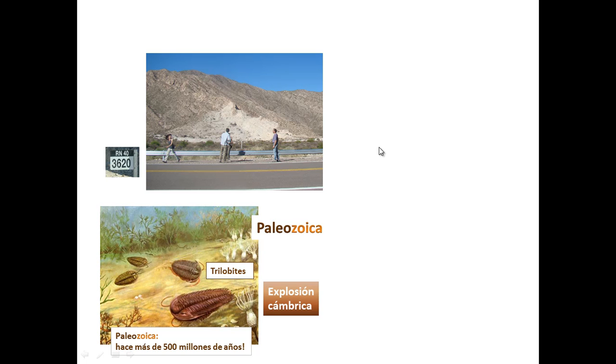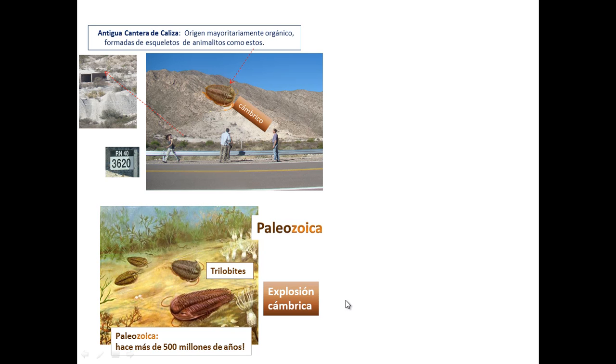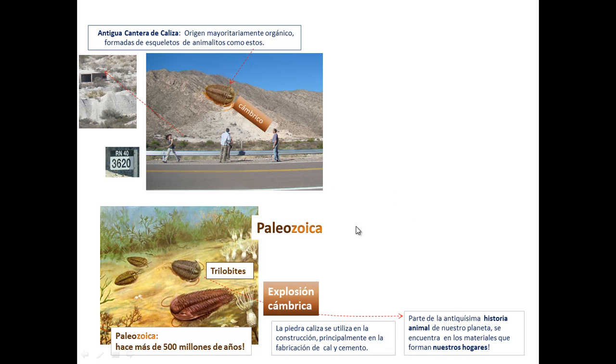One of the most representative animals of that time are the trilobites, and you can see fossils of this animal in this part of the mountain, belonging to the Cambrian period. And if you see this little dot here, many years ago they were manufacturing caliza, whose origin is mainly organic, formed from the shells of these little animals. This is used mainly for lime and cement, which means that part of the very old animal history of our planet we can find in the material that forms our homes.